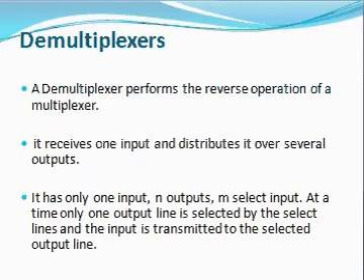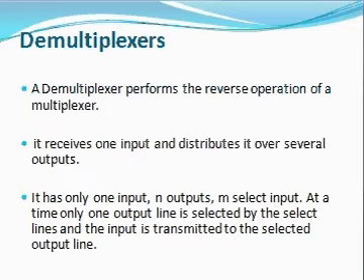Next is a demultiplexer. A demultiplexer performs the reverse operation of a multiplexer. That is, for a single input, there are 2 power m output lines. The input is routed through any one of the outputs depending upon the selection lines.